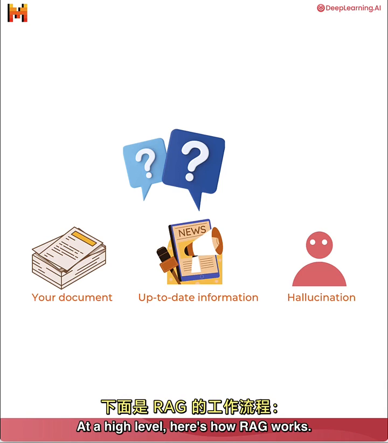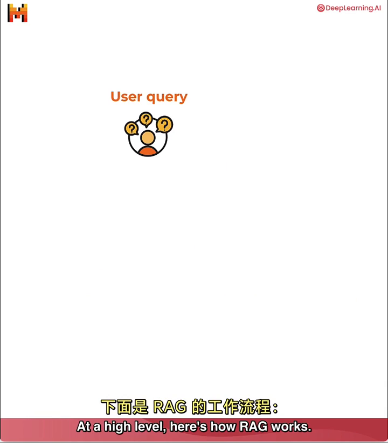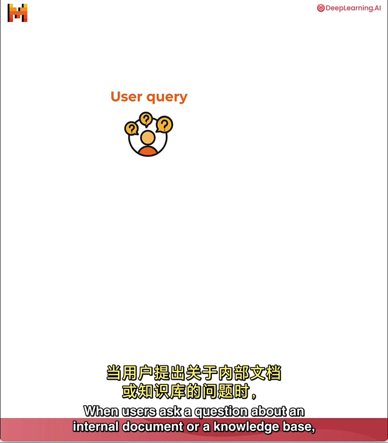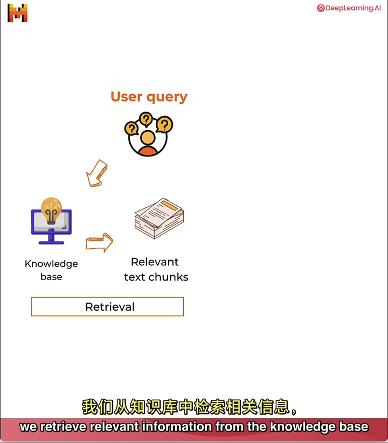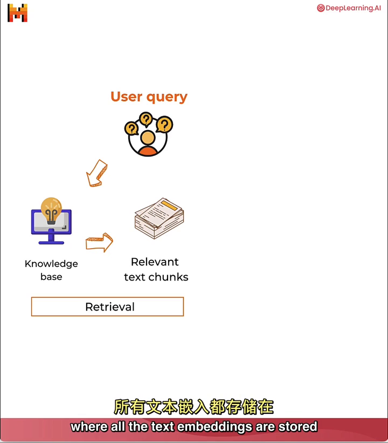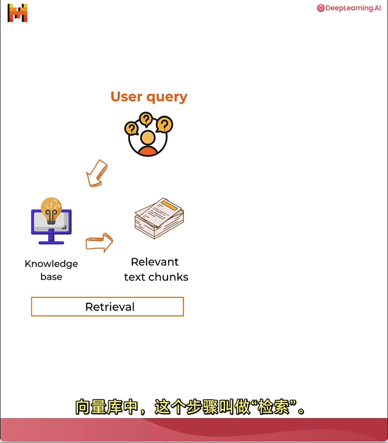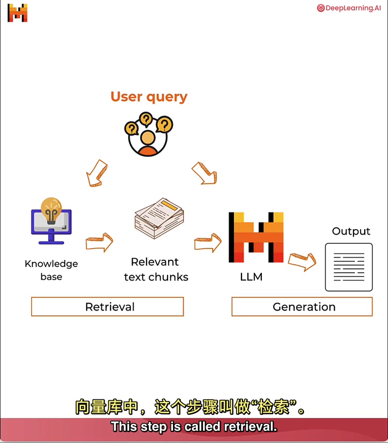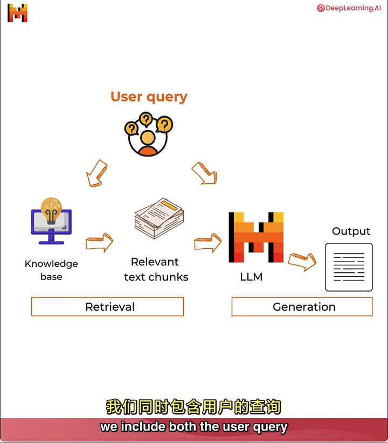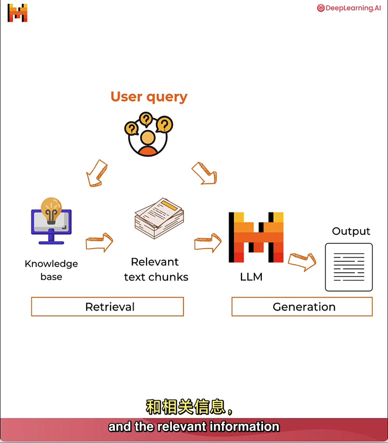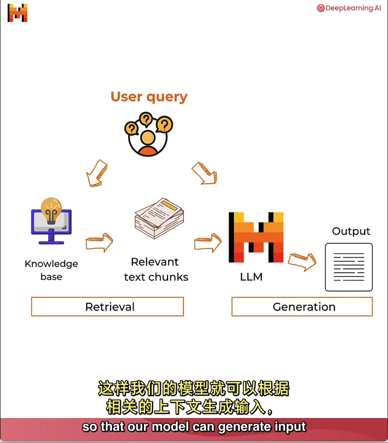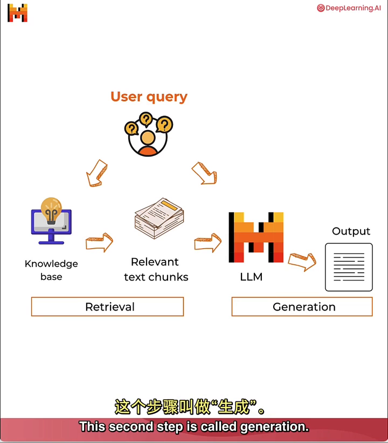At a high level, here's how RAG works. When users ask a question about an internal document or a knowledge base, we retrieve relevant information from the knowledge base, where all the text embeddings are stored in a vector store. This step is called retrieval. Then in the prompt, we include both the user query and the relevant information, so that our model can generate output based on the relevant context. This second step is called generation.